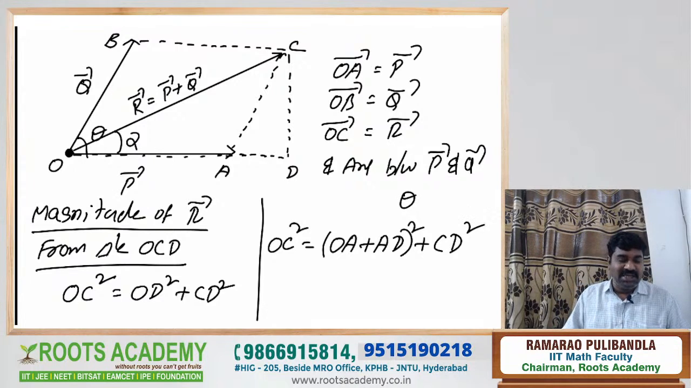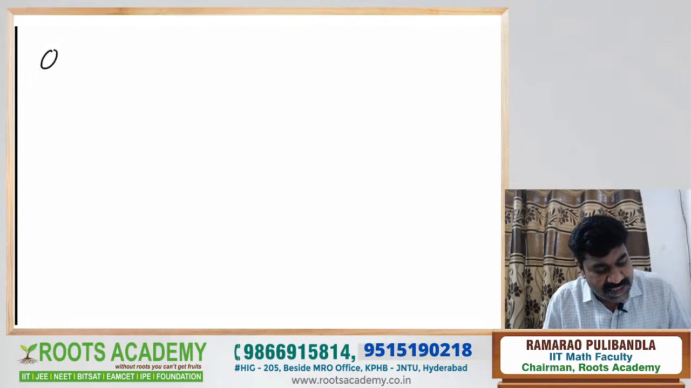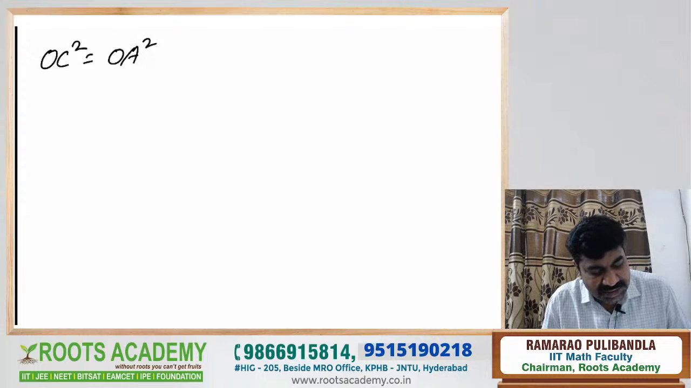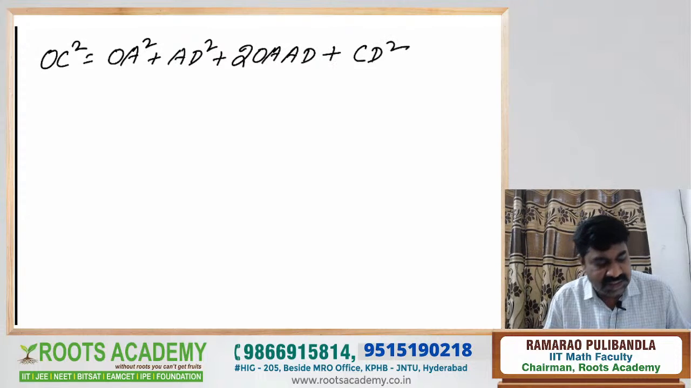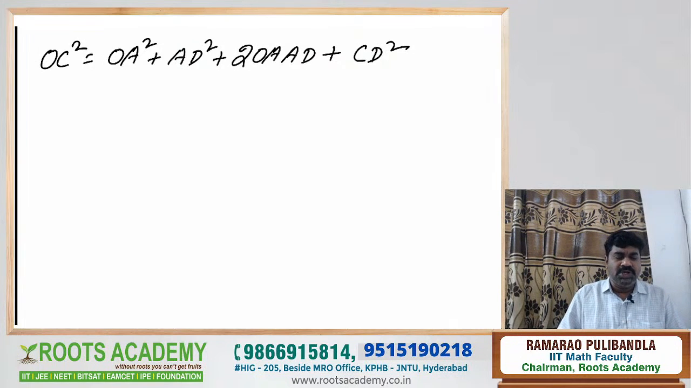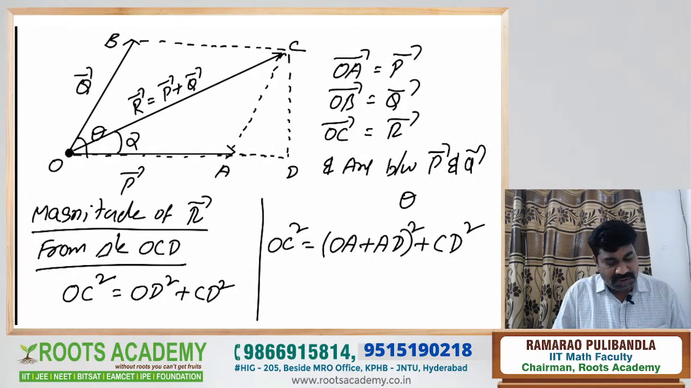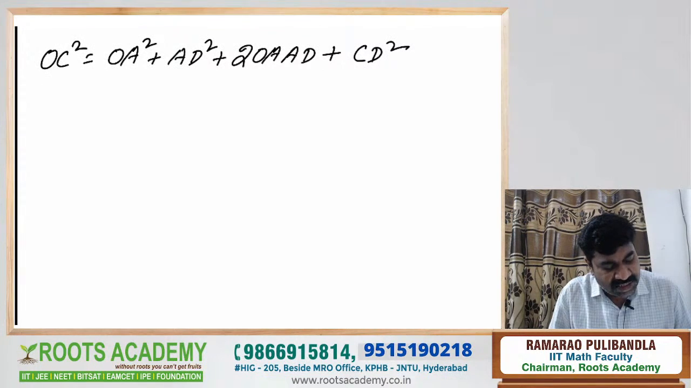OA plus AD is nothing but A plus B whole square form. That is nothing but OC square is equal to A plus B whole square, A square plus B square plus 2AB plus this is nothing but CD square. Now we are substituting the known terms. Here OC is nothing but R, we are only taking the magnitude.